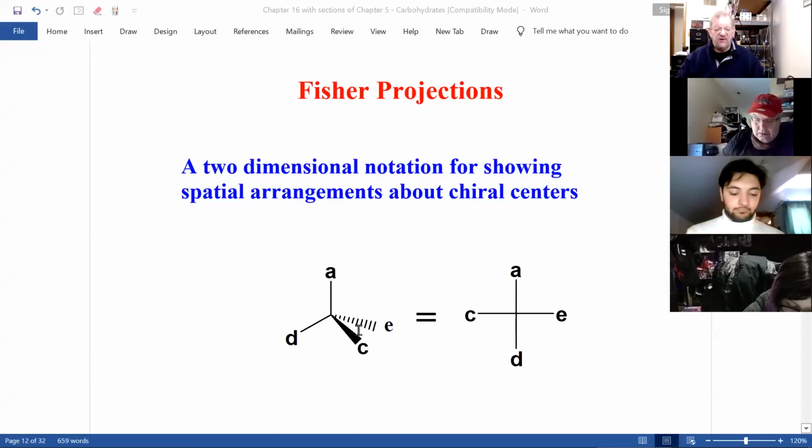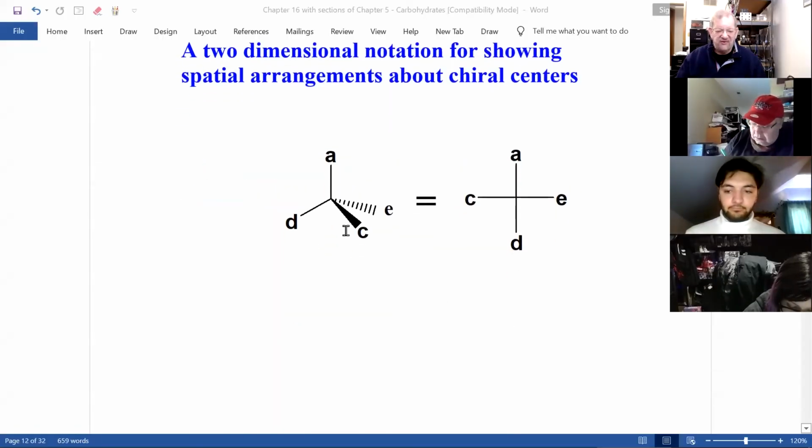So what you do is, here's my 3 dimensions. The black wedge means C is coming towards you. The dashed wedge is going away from you, behind the plane of the paper. In the plane of the paper are A and D.